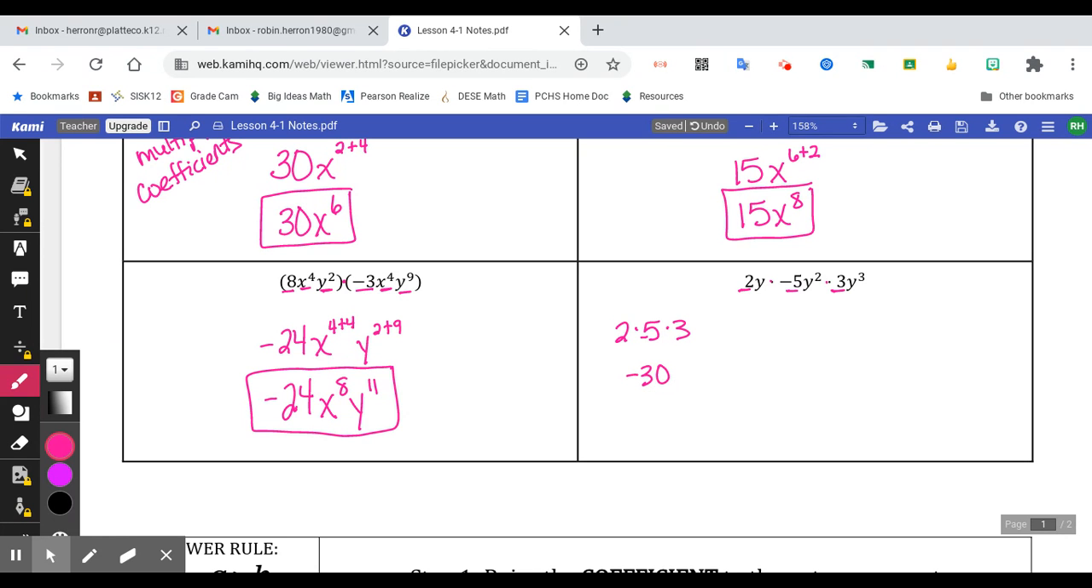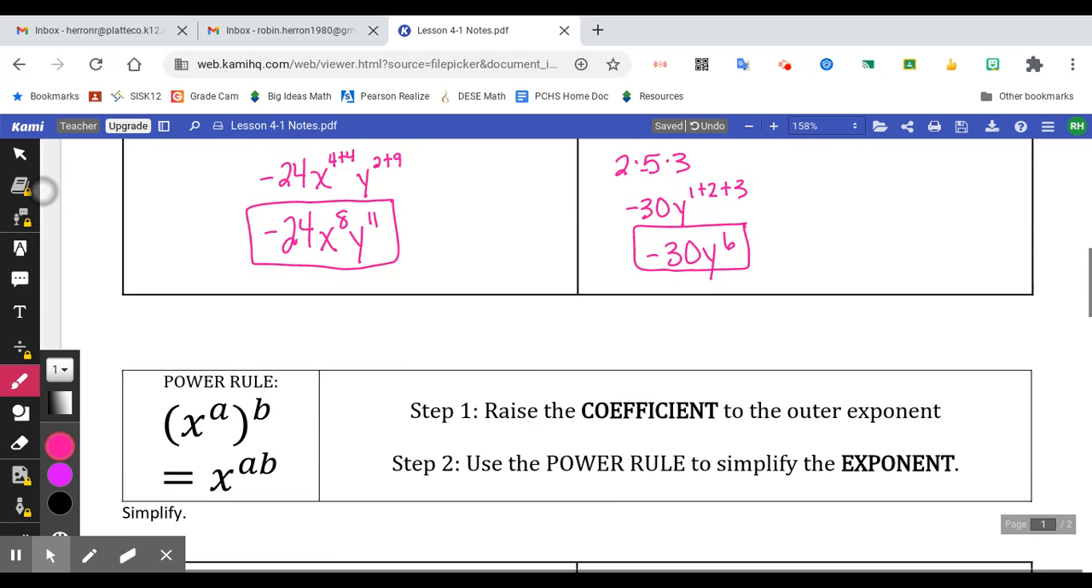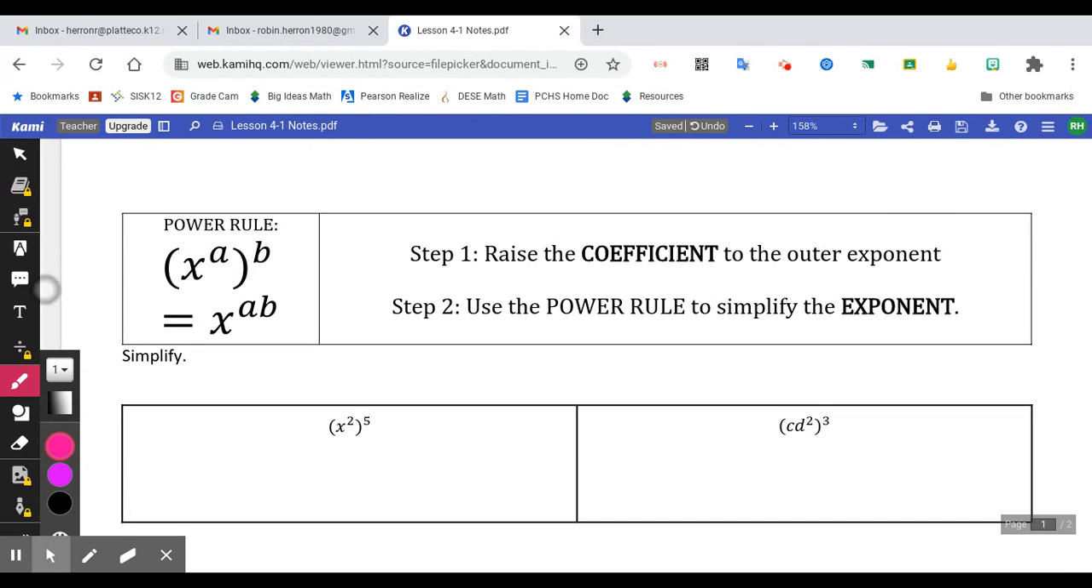Then I have a y here with nothing, so that's a 1, remember? So I've got y to the 1 plus 2 plus 3. Well, 1 plus 2 is 3, and 3 plus 3 is 6. So my final answer is -30 y to the 6th, because you can't take that to the power. Okay, hopefully that's making sense. Let's move on to our second power.